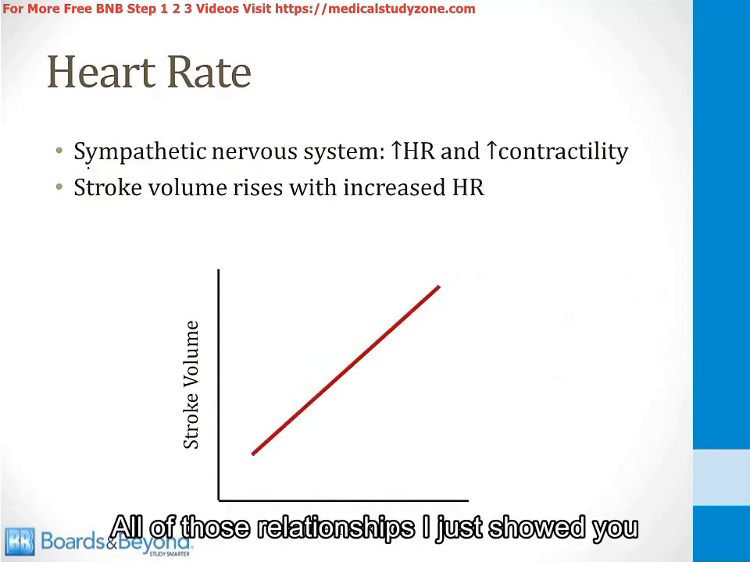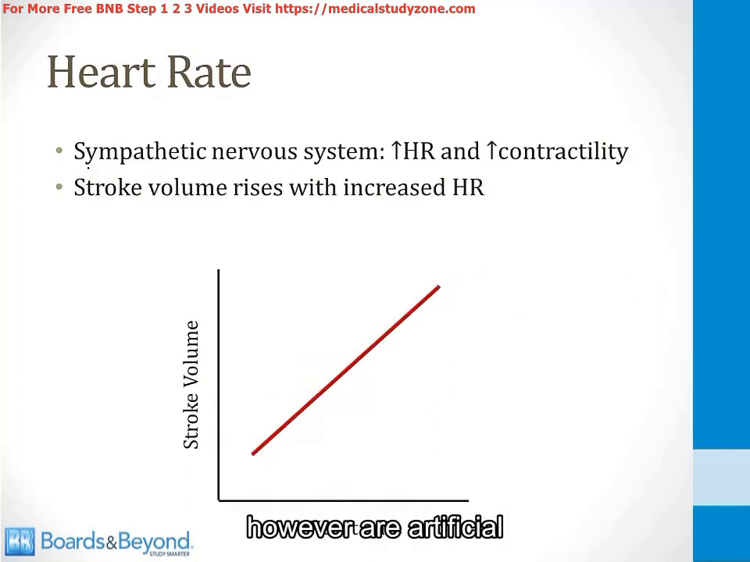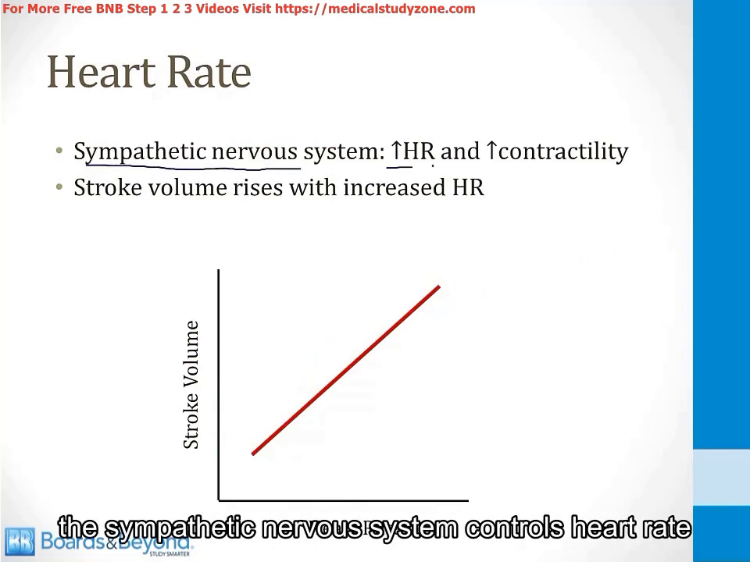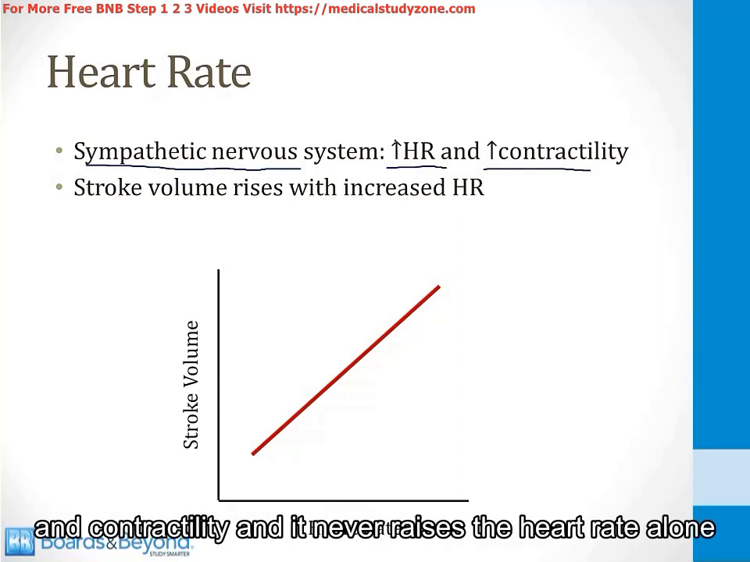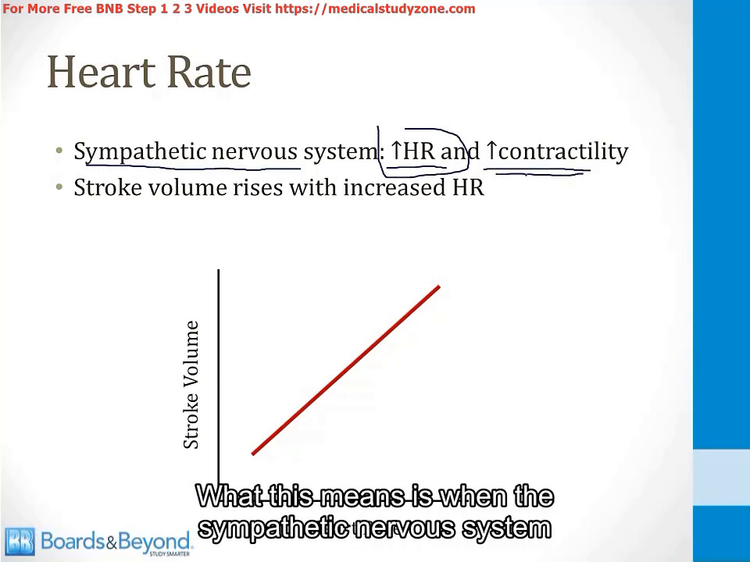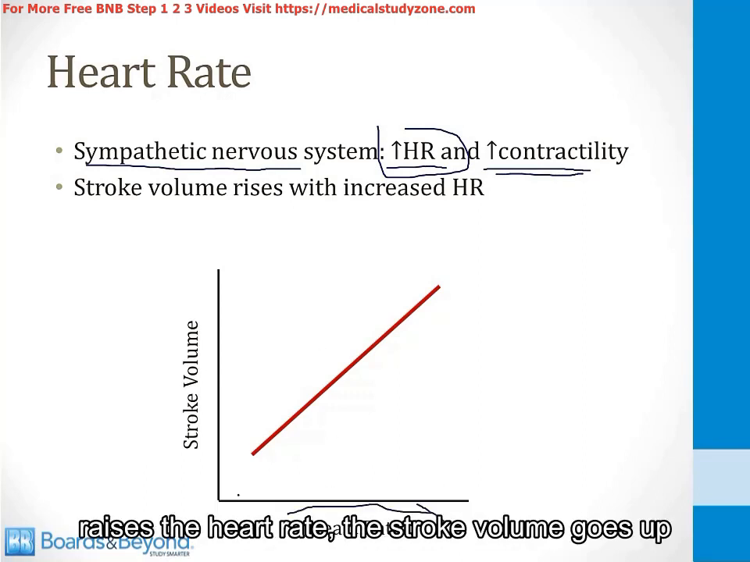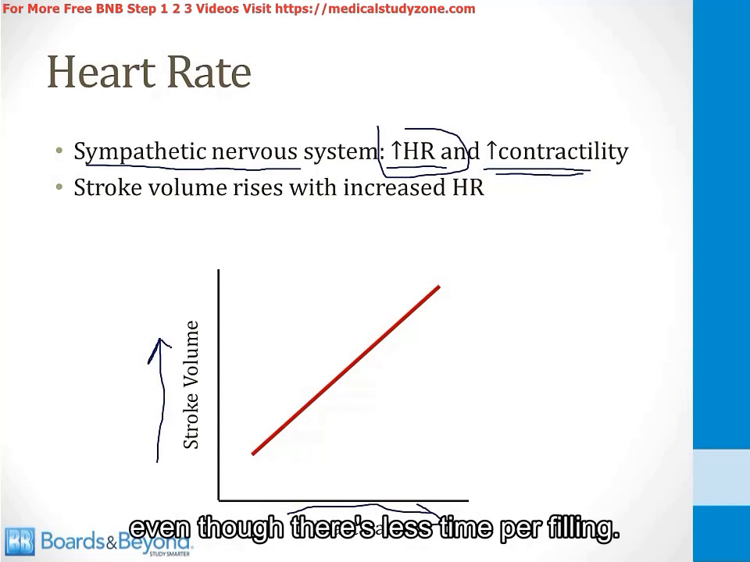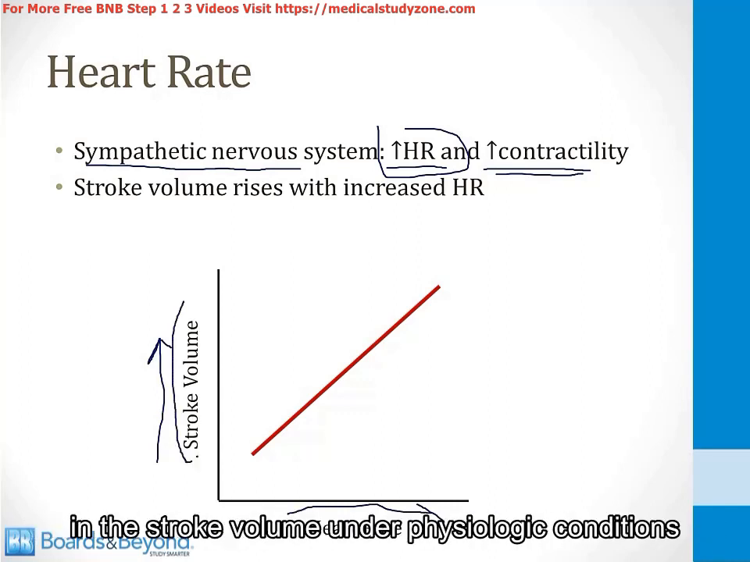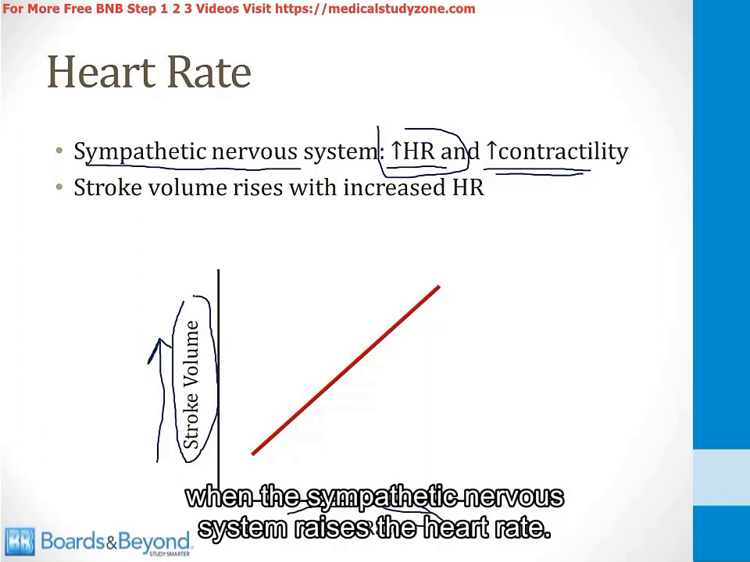All of those relationships I just showed you, however, are artificial because under physiologic circumstances, the sympathetic nervous system controls heart rate and contractility, and it never raises the heart rate alone without also raising the contractility. What this means is when the sympathetic nervous system raises the heart rate, the stroke volume goes up. Even though there's less time for filling, there's more contractility, such that overall there is a rise in the stroke volume under physiologic conditions when the sympathetic nervous system raises the heart rate.